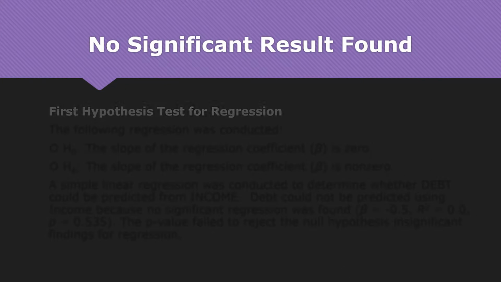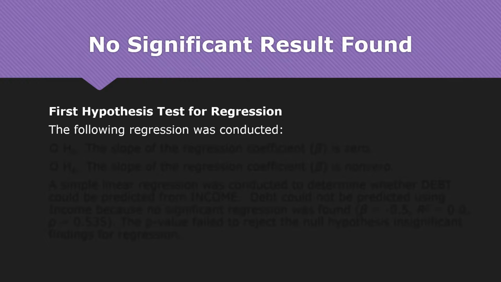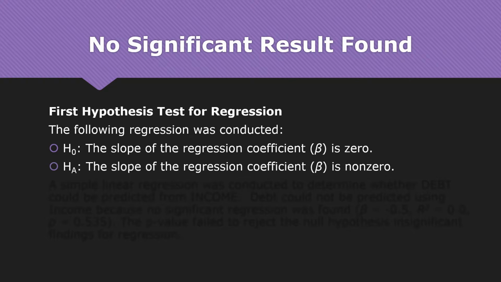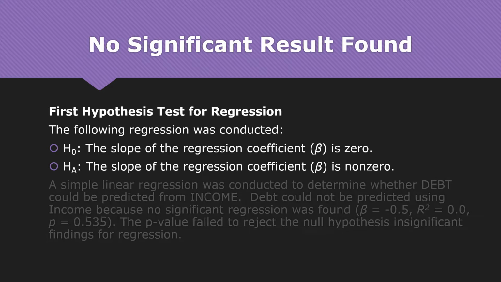The first hypothesis test for regression: no significant results found. The following regression was conducted. The null hypothesis stated that the slope of regression coefficient beta is 0. The alternative hypothesis stated the slope of regression coefficient beta is non-zero.